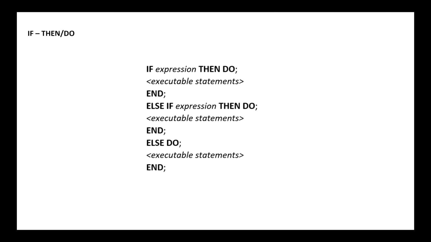Following that, if the first condition has not been met, it will look into the next condition. Then if that condition is also not met, it will simply just execute everything that is in else. So every code that is between do and end is executed if the condition is being met. Let us head over to SAS to look at an example.